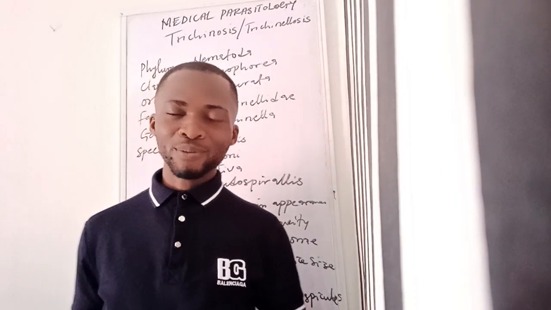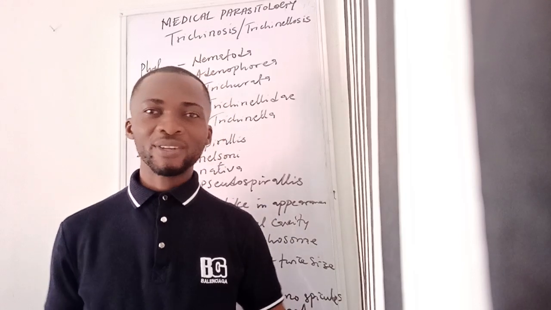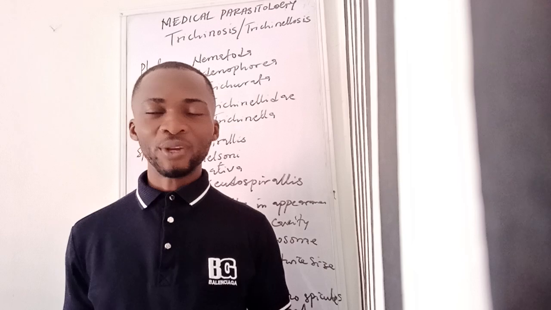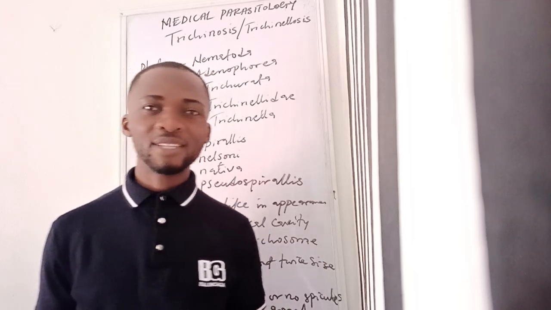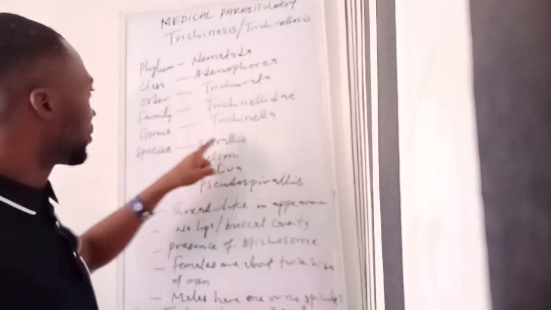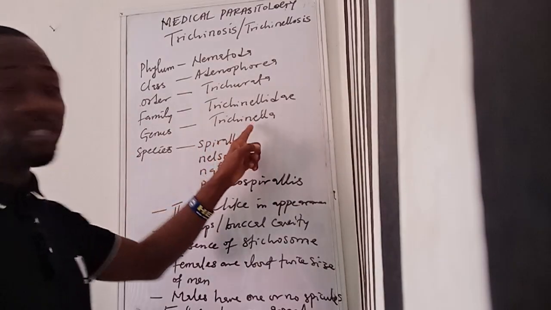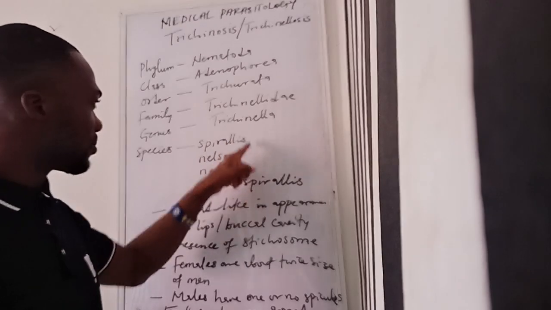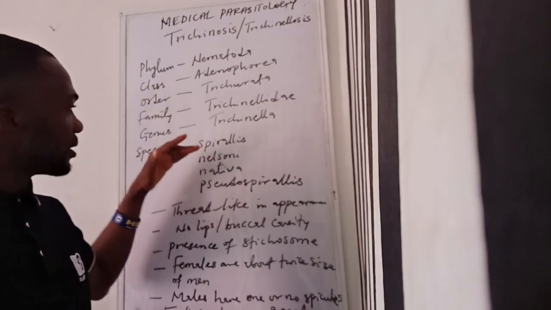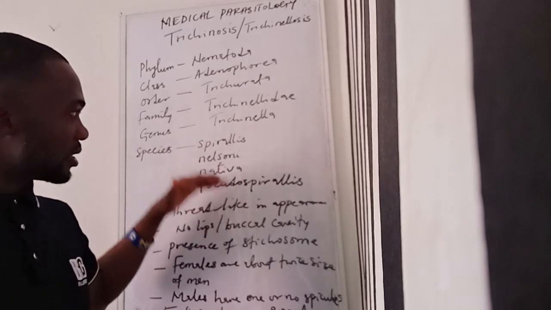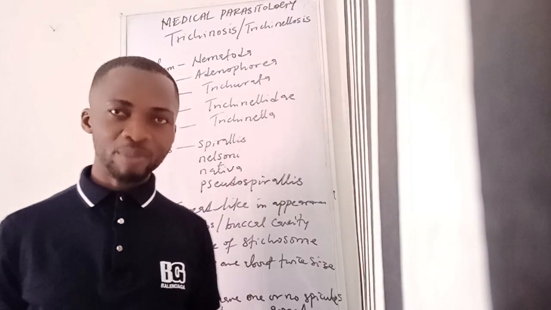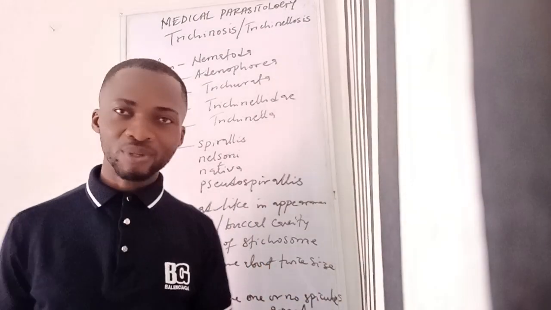In today's class, we're going to be talking about another nematode parasite that affects man and other animals. The name of this parasite is Trichinella. That is the genus name, and it has many species. We have spiralis that affects man, then we have nelsoni, nativa and pseudospiralis that affect other animals. So that's the parasite we want to study today.